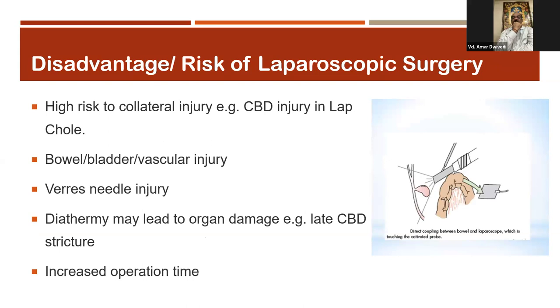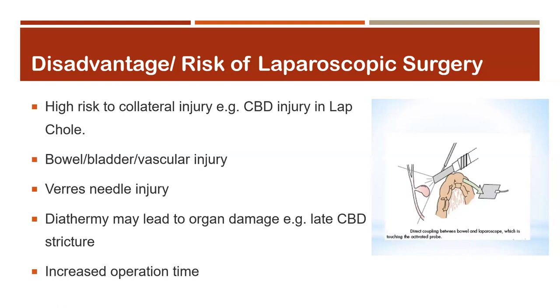And if we do not judiciously use the energy sources during laparoscopic cholecystectomy or other procedures, because in laparoscopy, energy sources are very close to the common bile duct, there may be chances of injury to the common bile duct during the injudicious use of the energy source in laparoscopic cholecystectomy. And it may present as a complication on the third or fourth post-operative day. There is blowout of the wall of the CBD by ischemia and necrosis, and there is biliary leakage. So these are some disadvantages.